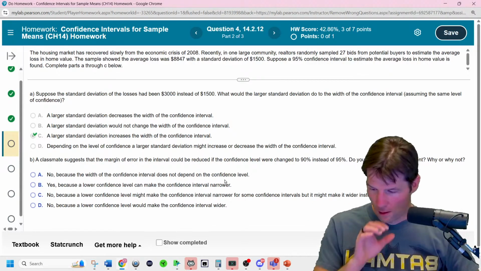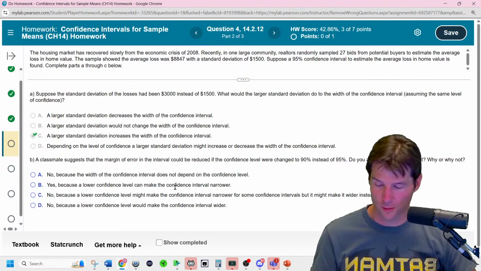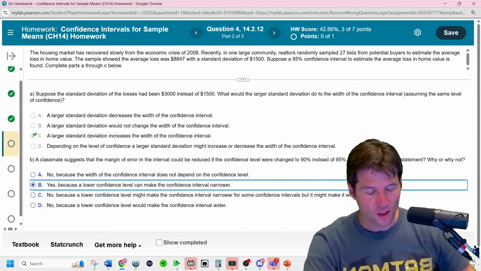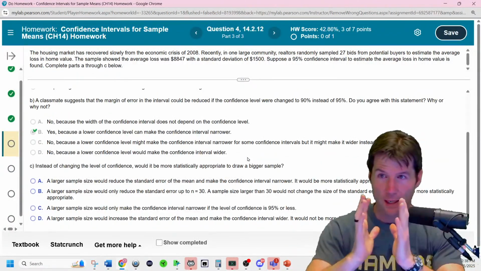No, because, oh my gosh. Change to 90. Yeah, that's true. If you lower the confidence, it gets tighter. 95, 90, 95, 90, 90, 95.